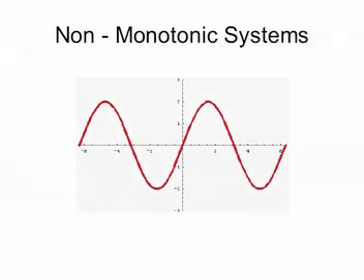A controller that doesn't give predictable changes in variables is considered a non-monotonic system, like the sinusoidal wave indicated in the graph. If more than one controller inputs to the same variable, we would not always know how that variable will react.